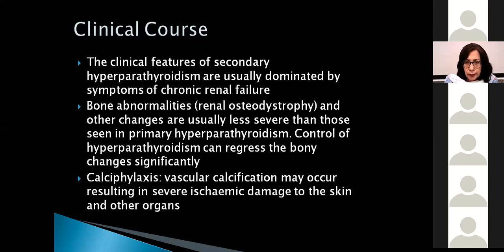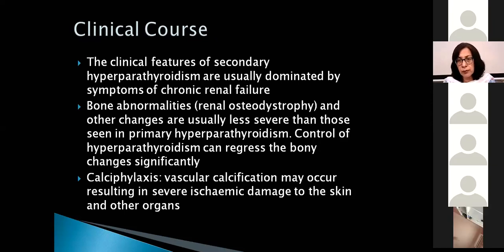Clinical course of secondary hyperparathyroidism is usually dominated by symptoms of chronic renal failure. I told you most of the cases of secondary hyperparathyroidism are due to renal failure. Bone abnormalities, renal osteodystrophy and other changes are usually less severe than those seen in primary hyperparathyroidism. Now, see, all the changes in secondary hyperparathyroidism are less severe.